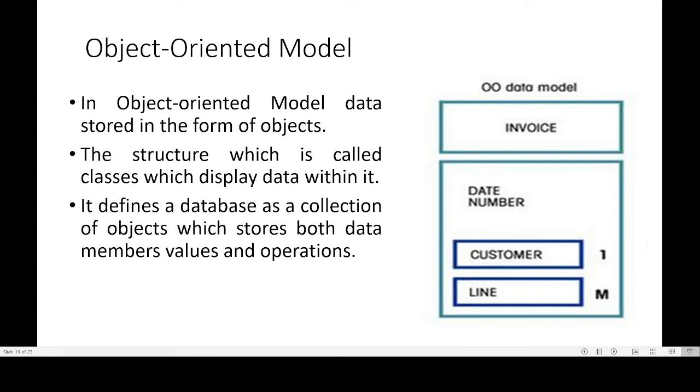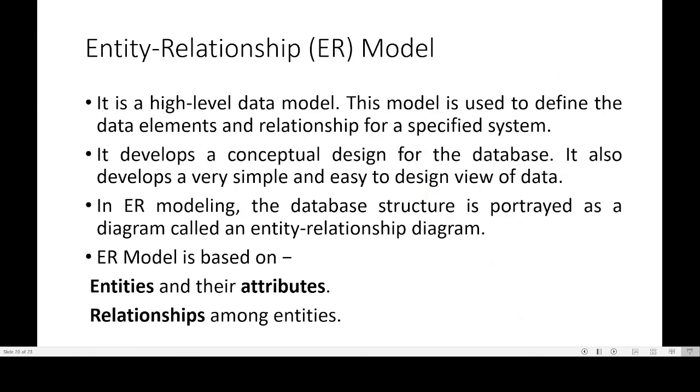Next comes the object-oriented model. Here the data is stored in the form of objects. The structures are called classes, which hold data within them. The database is a collection of objects which store both the data, member values, and operations also. This is the object-oriented model.